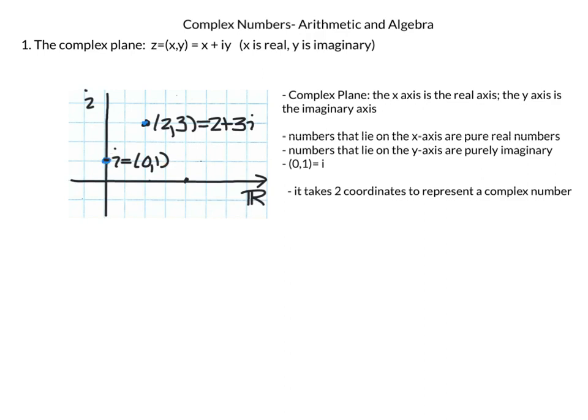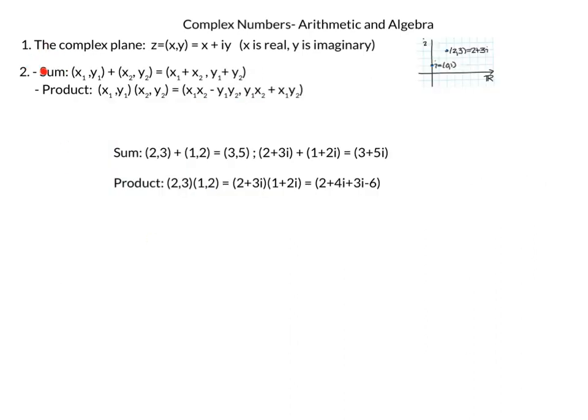And the other thing that will make complex analysis different from regular calculus is that it takes two coordinates to represent a complex number, whereas when we talked about real numbers, we could just have this one-dimensional line to represent all of our real numbers. Now to represent complex numbers, we need to go into 2 dimensions, and we need a plane.